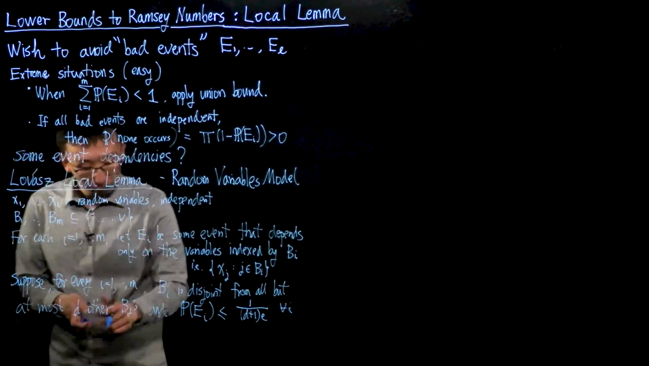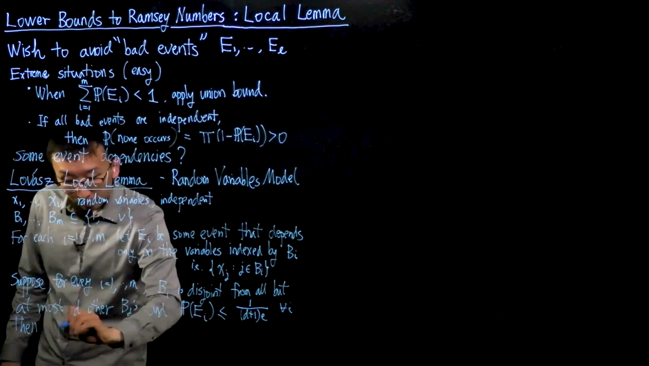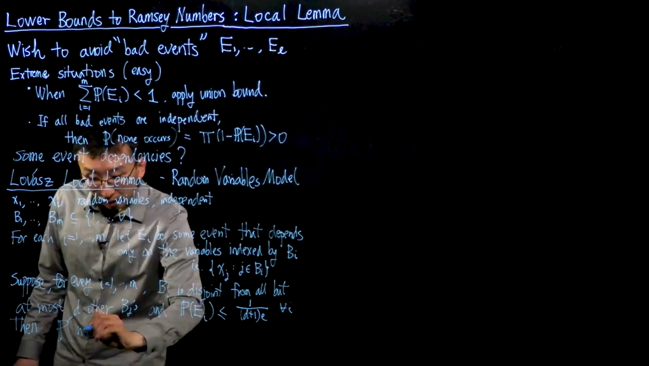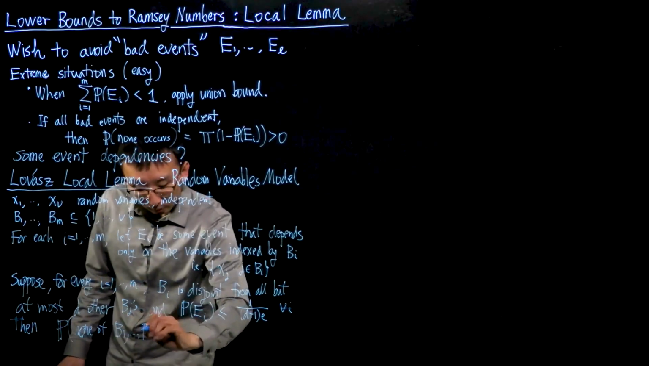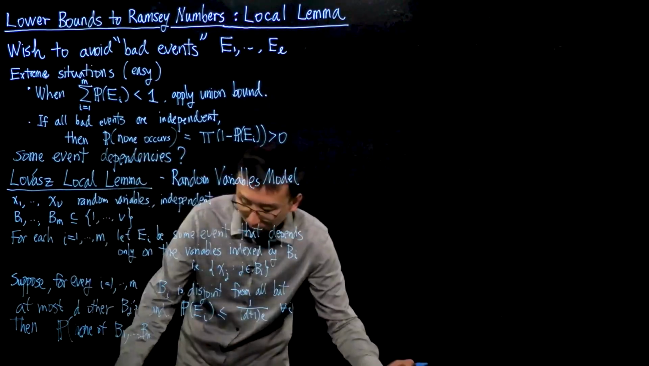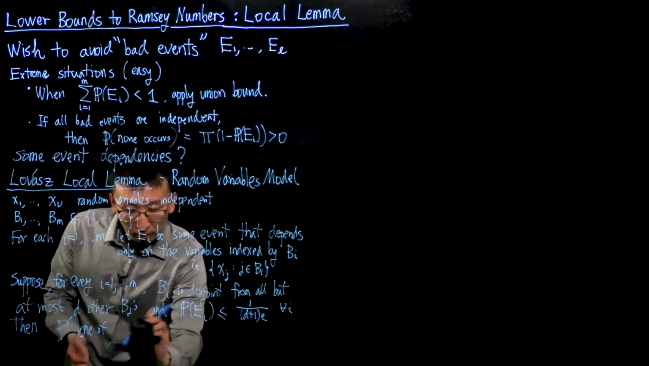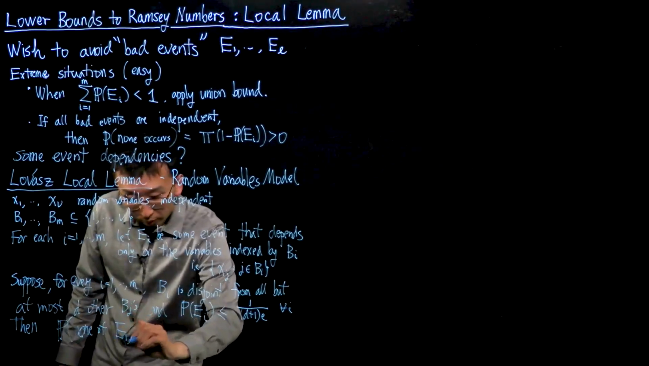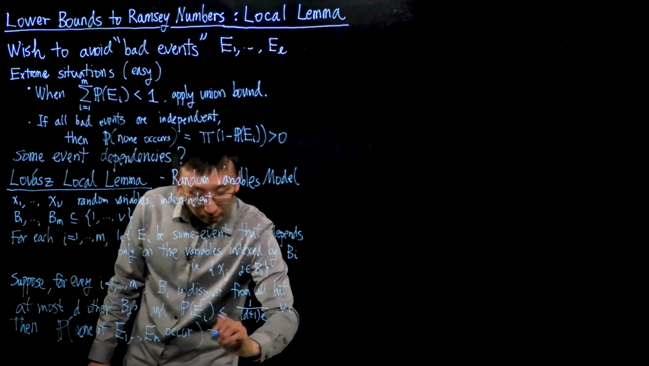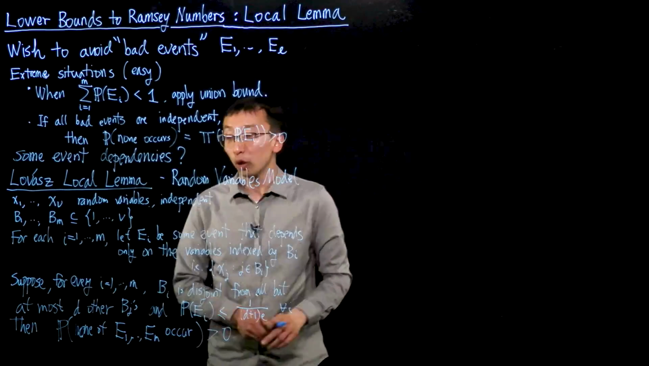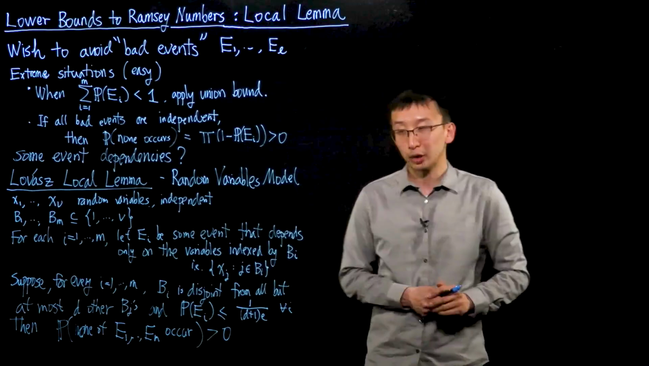The conclusion is that the probability that none of the bad events E1 through Em occurs is strictly positive. So with positive probability, none of these bad events occur. Okay, so that's the statement of the Lovász Local Lemma.